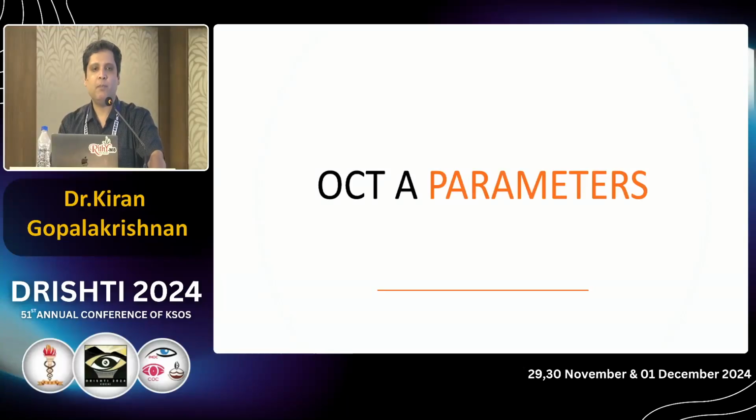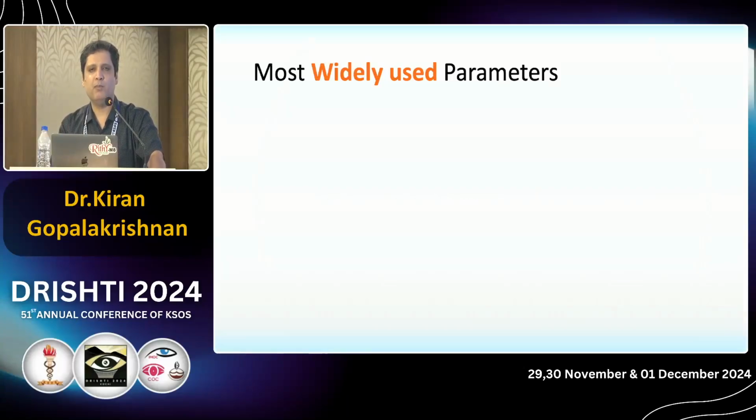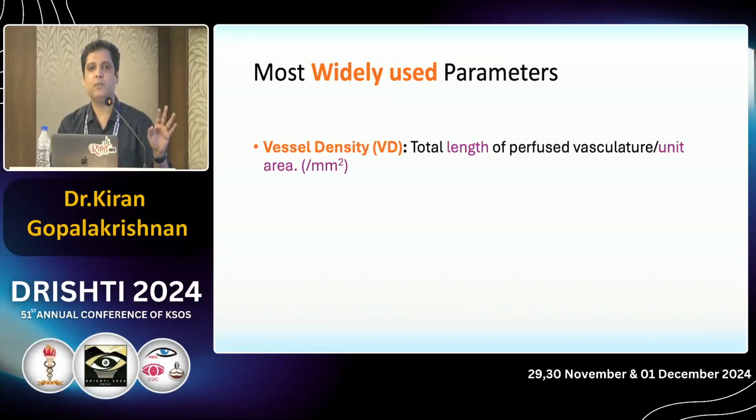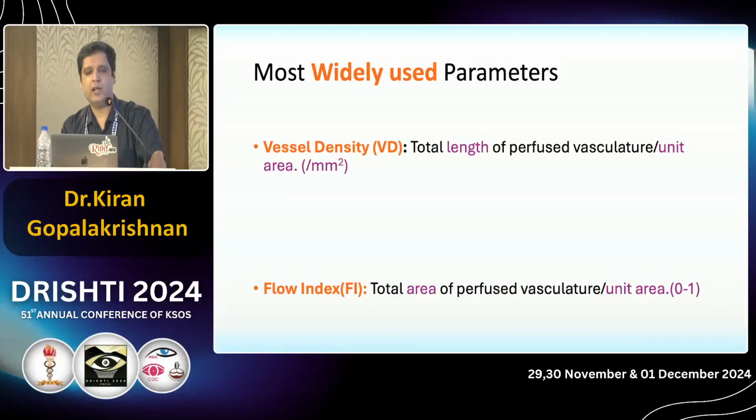So what are the OCTA parameters that are used in glaucoma? Because of multiple platforms, there are so many parameters. The most widely used parameters in glaucoma: one is the vessel density, the term itself is self-explanatory, and the other is flow index, which looks at the area of perfused vasculature, and therefore it is described in units of 0 to 1. The higher value implies a higher flow index.